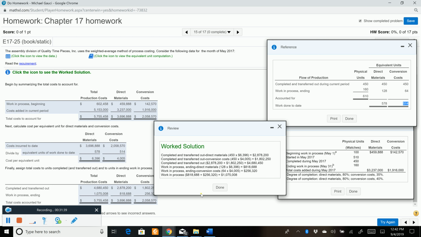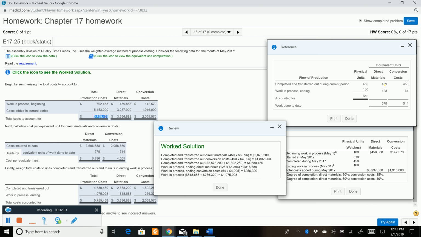Okay, and so that's the cost per equivalent unit. And after we compute the cost per equivalent unit, the last step is to assign. So we have to assign our total cost of $5,755,458, which is down here. We need to assign how much of that $5,755,458 moves on to the next step, and how much of that remains in ending inventory, the ending WIP inventory. So what we're going to do is use our equivalent unit numbers in order to do the assignments.